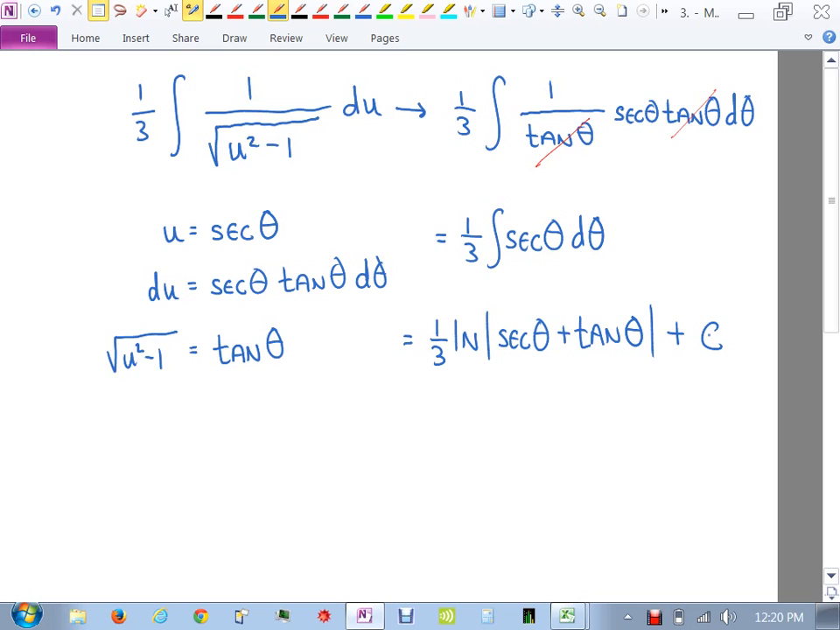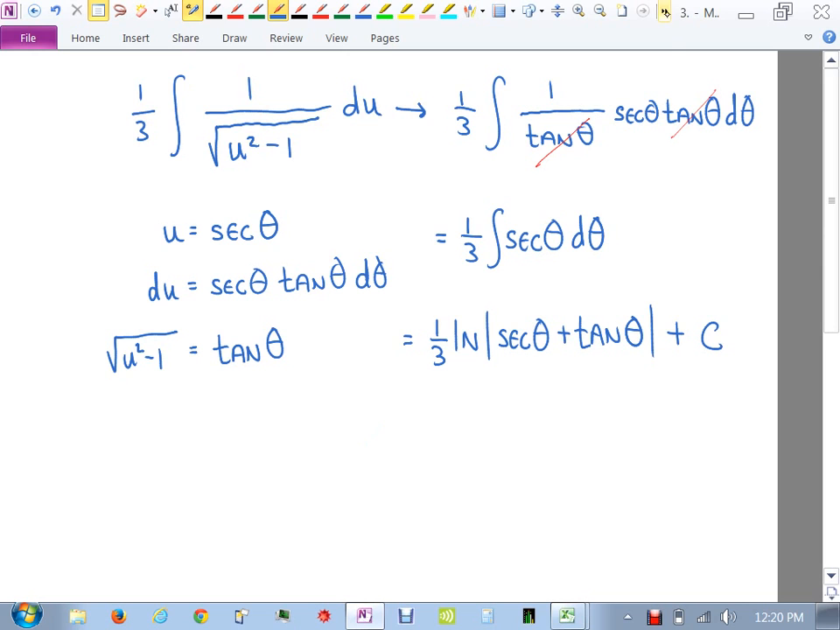So we get it all the way to an integral of secant theta, which we have a formula for. The formula is the natural log of the absolute value of secant theta plus tangent theta, then the 1/3 in front, right? Now, we already have tangent theta, which is square root of u. And then we also have u. Do we have secant theta? We do have secant theta and tangent theta. Nice.